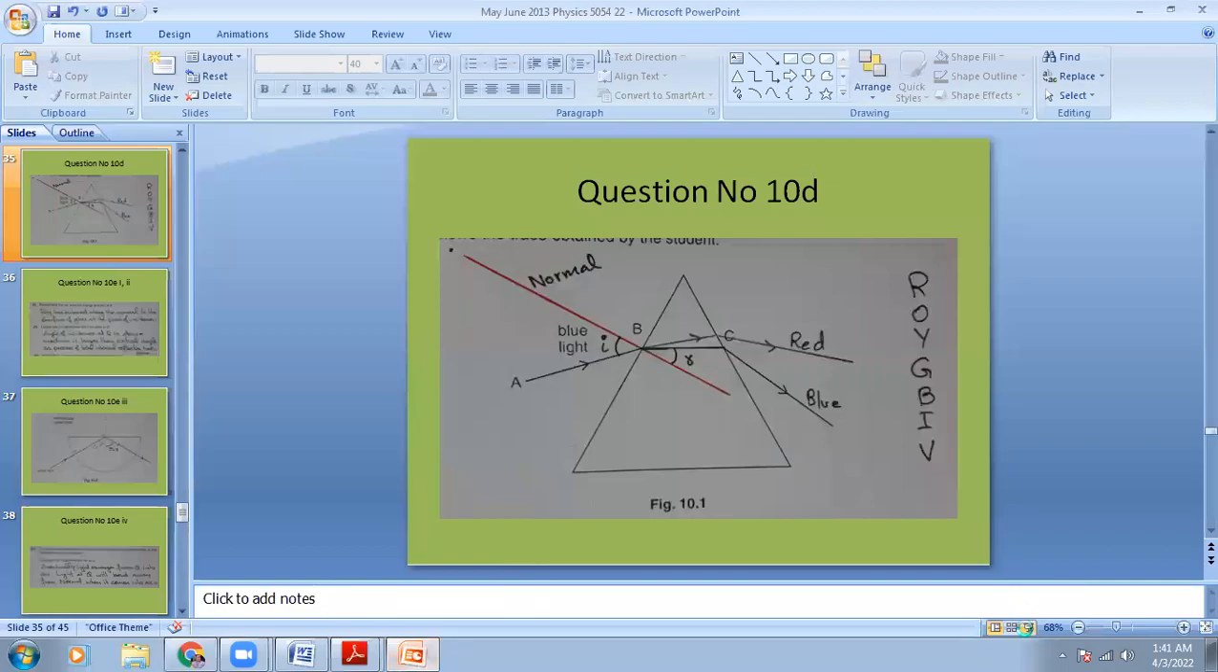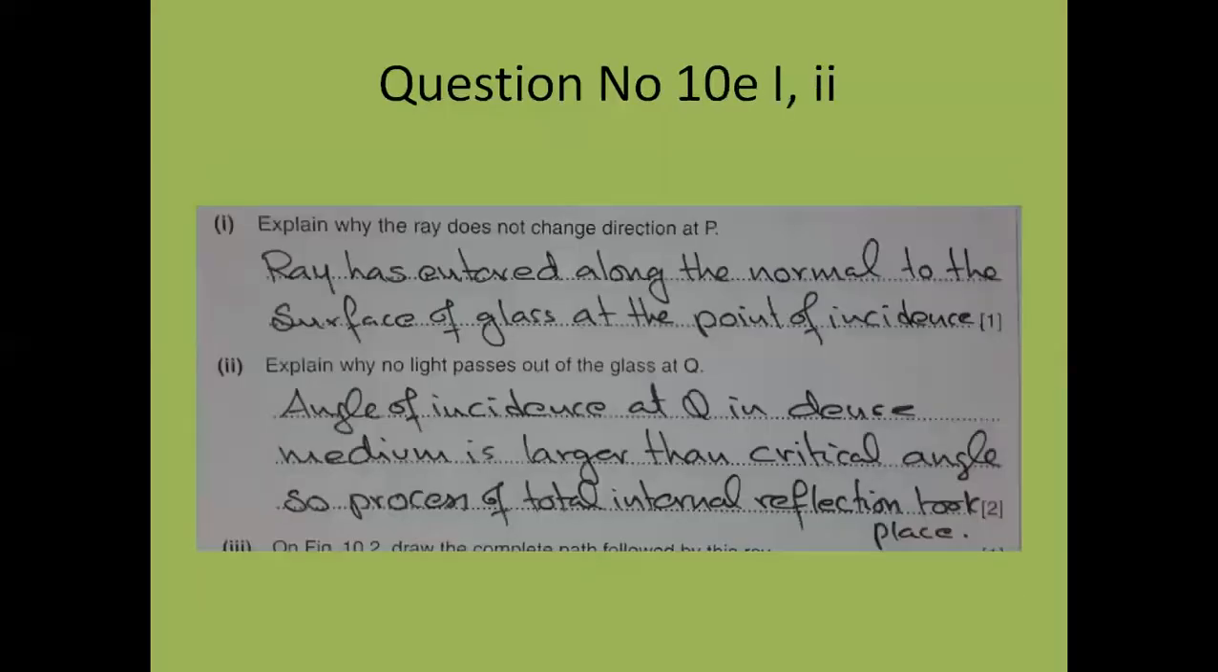Let's have a look at the answers. So ray has entered along the normal to the surface of the glass at the point of incidence. That's why it has not changed its direction. Angle of incidence at the Q in dense medium is larger than the critical angle. So process of total internal reflection took place.